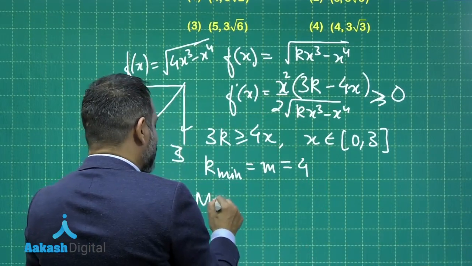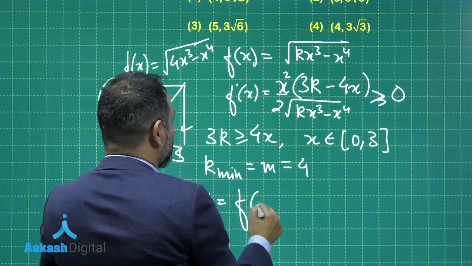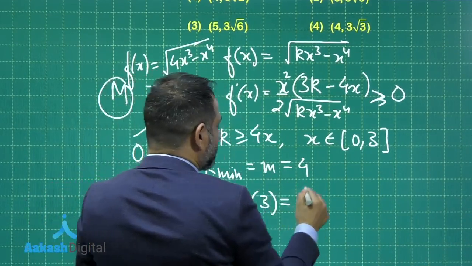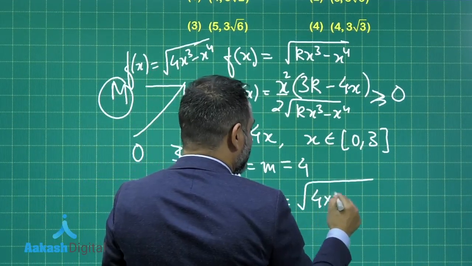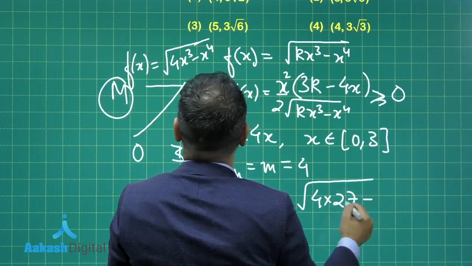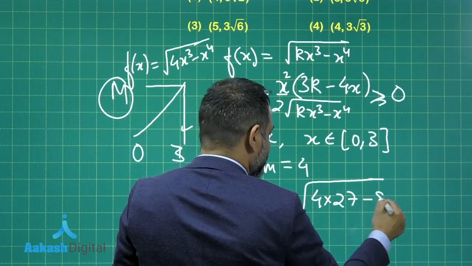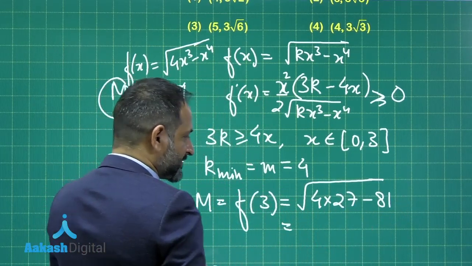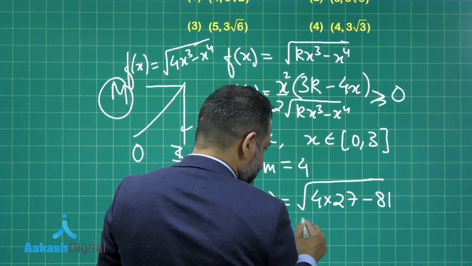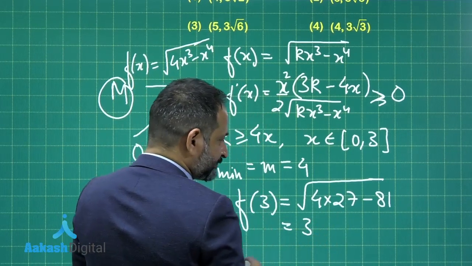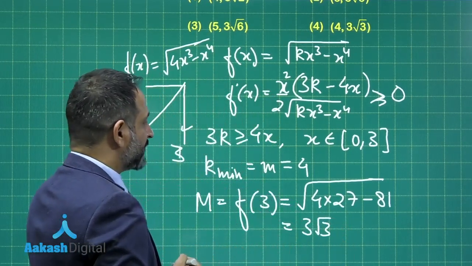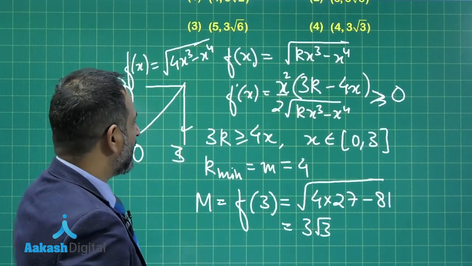So, the capital M, that is the maximum value, we will get at 3, and putting 3 here, we will have 4 into 27 minus 81, and this is what we will get here. This is 3 root 3. So, the capital M is 3 root 3 and small m was 4.